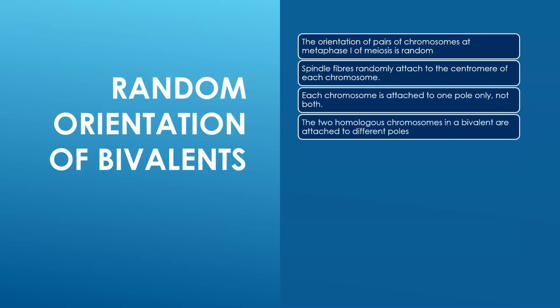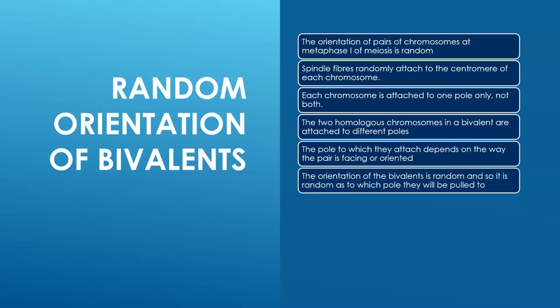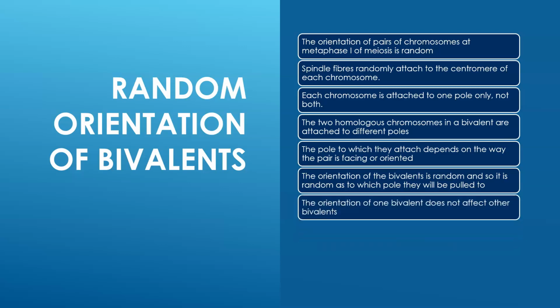So the two homologous chromosomes are in a bivalent, so we've got our pair. Each is attached to a different pole. The pole to which they attach depends on the way the pair is facing or orientated. So the one closer to the pole will be what that pole connects its fibre to. There's no going around catching the one on the other side, they just connect to the closest. The orientation of the bivalents is completely random, so it's random which pole they're going to be pulled to.